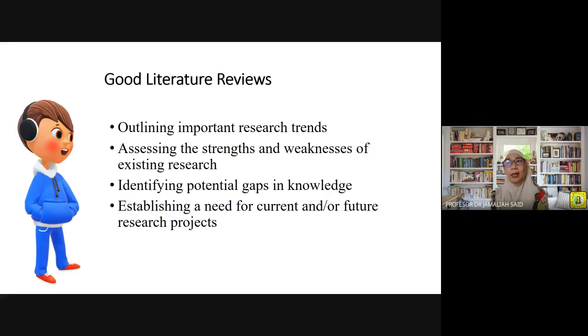For example, you collect the literature review, you summarize it, you understand the trend, then classify it according to year, or classify it in terms of methodology, or classify it in terms of analysis of data, or in terms of sample. Then it makes your literature review more meaningful rather than actually describing article by article. So you are assessing the strengths and weaknesses of existing research.